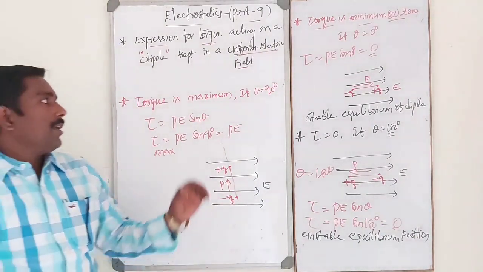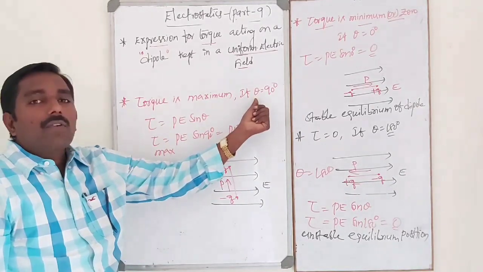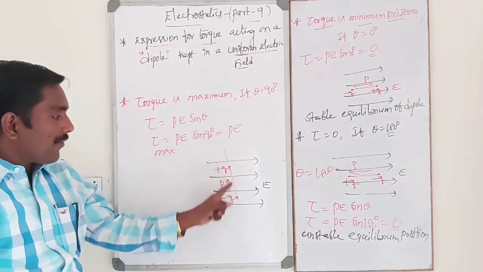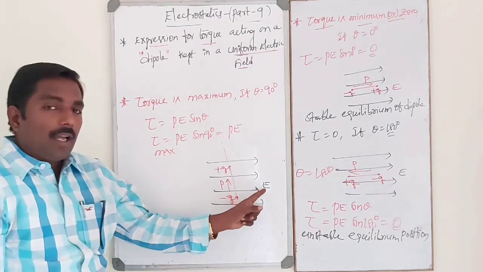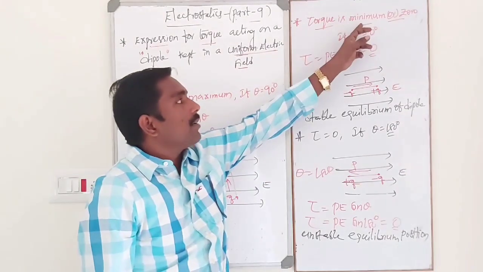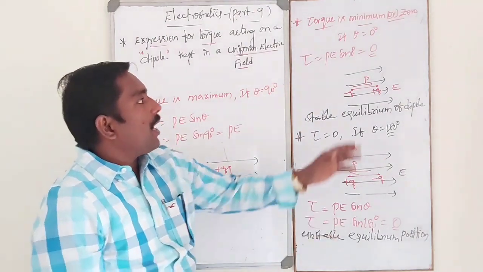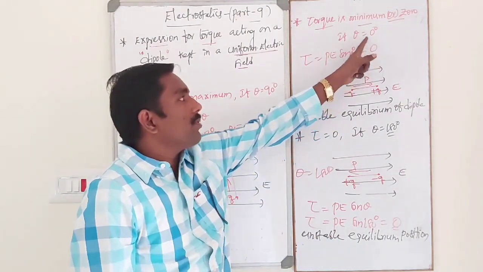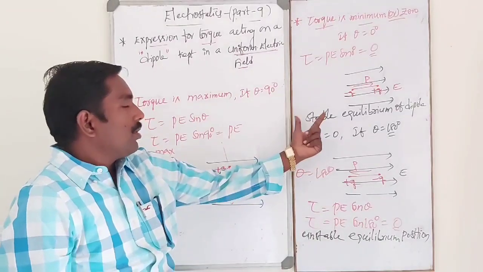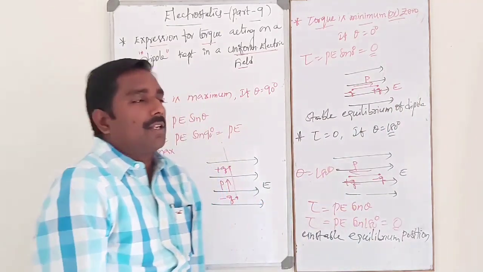Okay, these are the most important points, students. For what angle will torque be maximum? Theta is equal to 90 degrees. In that case, the direction of dipole moment and the direction of electric field are perpendicular to each other. For what angle will torque be 0 or minimum? Tau is equal to P sin theta. Theta is equal to 0 degrees. For theta equal to 0 degrees, torque tau is equal to 0. This is the stable equilibrium of the dipole. In this case, the direction of dipole moment and electric field are both in the same direction.